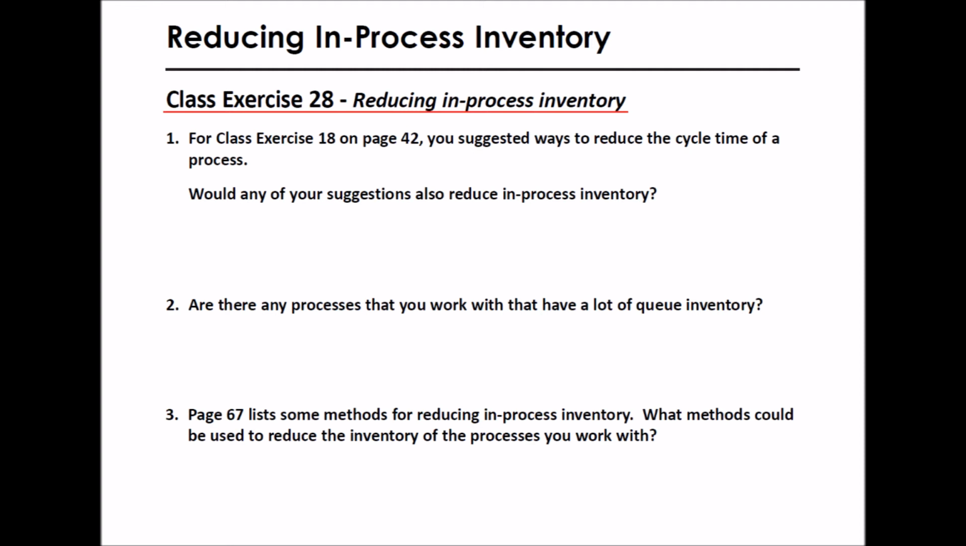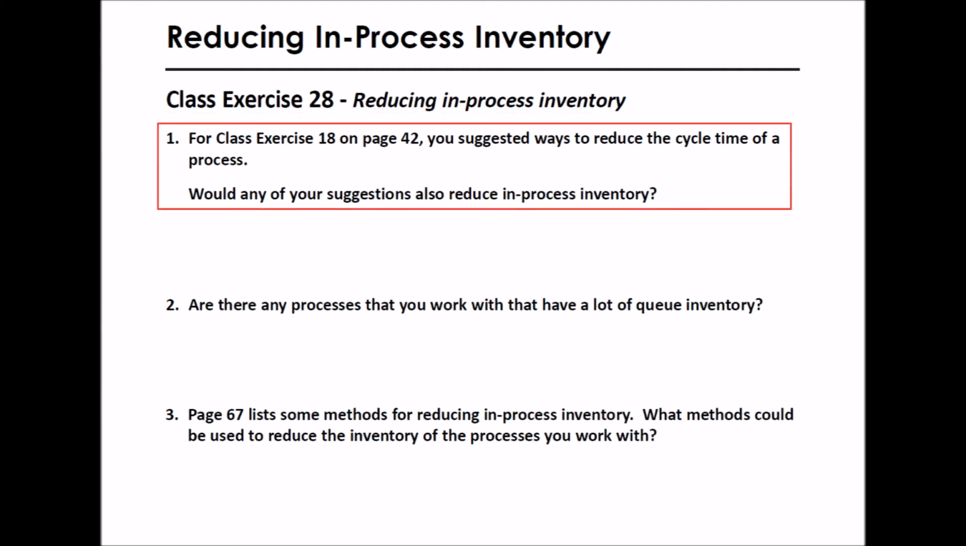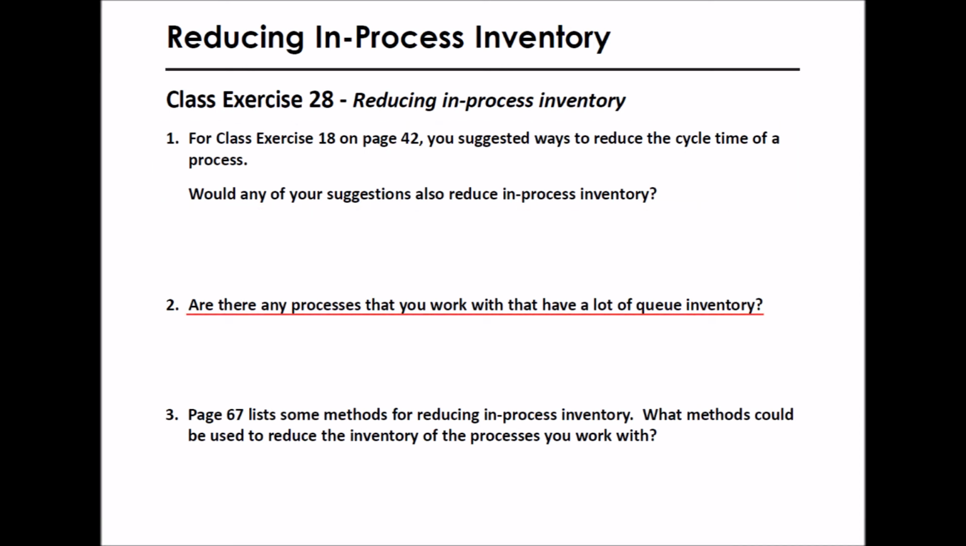In class exercise 28, the operators reflect on the suggestions they gave in class exercise 18 to reduce cycle time to determine if some of those suggestions will also reduce inventory. This will reinforce the value of reducing cycle time. It will also show them that they already know how to reduce in-process inventory. Part 2 of the exercise has the operator identify which processes have a lot of queue inventory. This will help to locate low-hanging fruit for reducing queue inventory and cycle time.